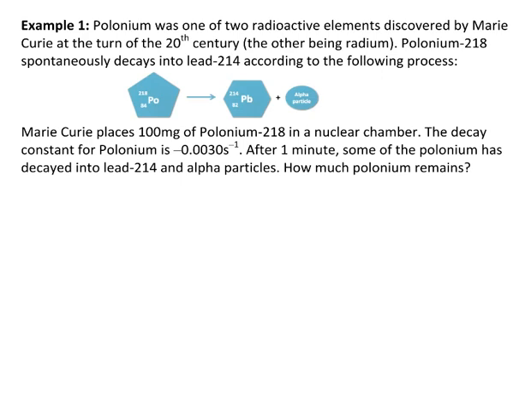So polonium is one of these radioactive elements. It's discovered by Marie Curie. One of the other elements she discovered was radium. That's also radioactive. So let's say she takes 100 milligrams of polonium-218. She sticks it in a nuclear chamber, and the decay constant is -0.0030 seconds to the -1.